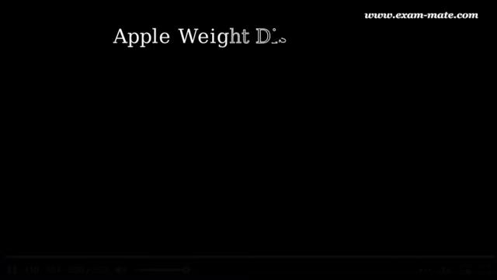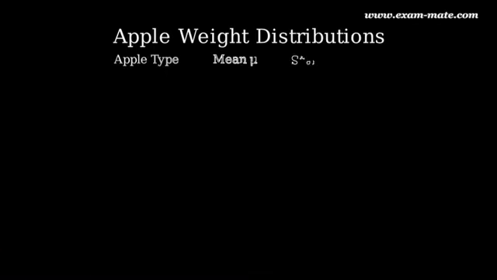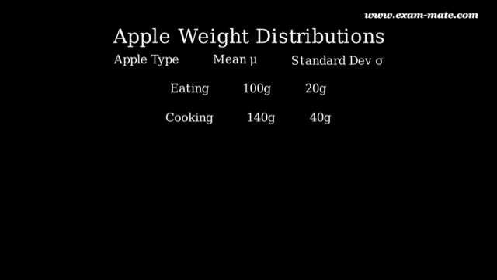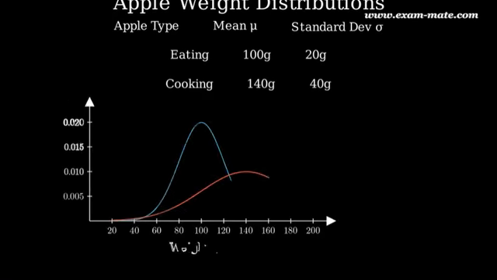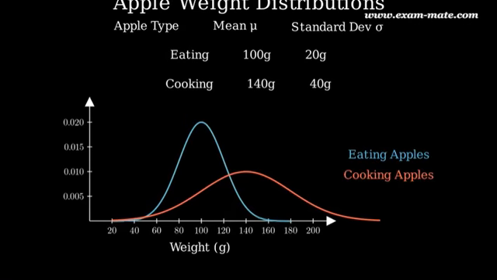Let's solve this probability problem about apples. A farmer grows two types of apples, eating apples and cooking apples. Their weights follow normal distributions with different means and standard deviations. Let's visualize these distributions. The blue curve represents eating apples centered at 100 grams with a standard deviation of 20 grams. And the red curve represents cooking apples centered at 140 grams with a standard deviation of 40 grams.